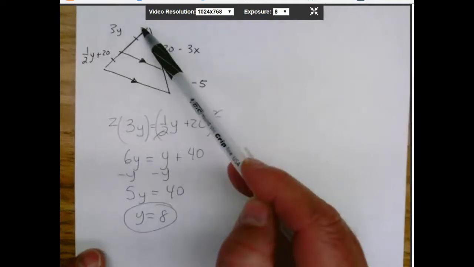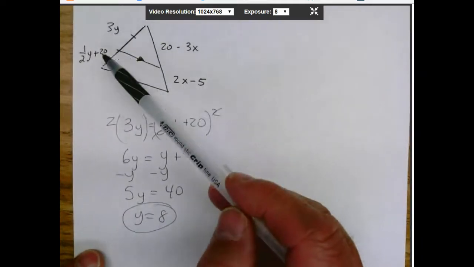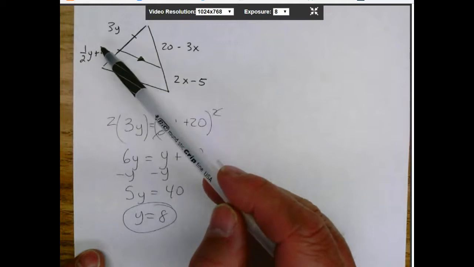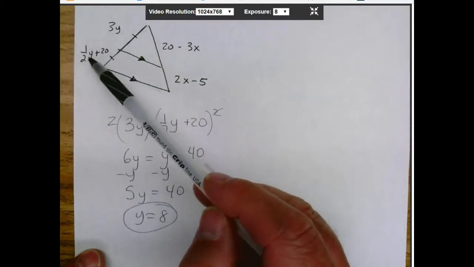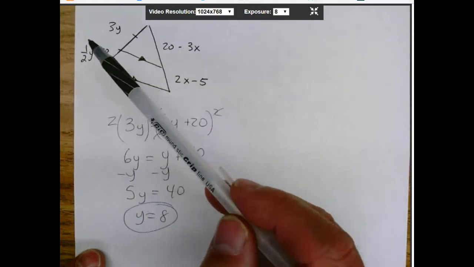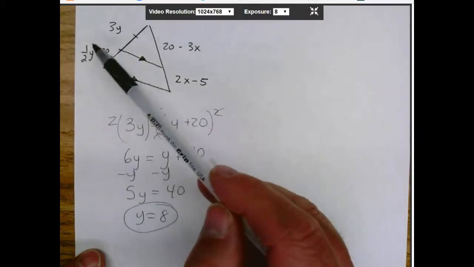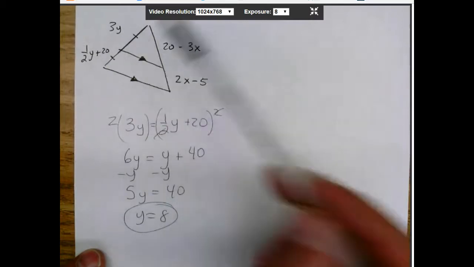So this would be 24, we plugged it in. This would be 4 times, what is it? Half of 8 would be 4. 1/2 of 8 is 4. 4 plus 20 is 24. So they're both 24, right?